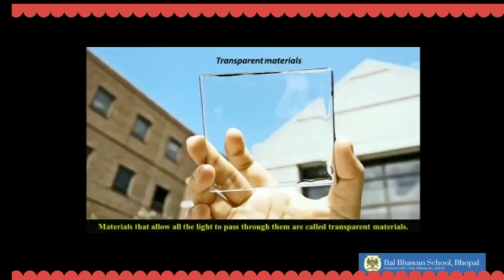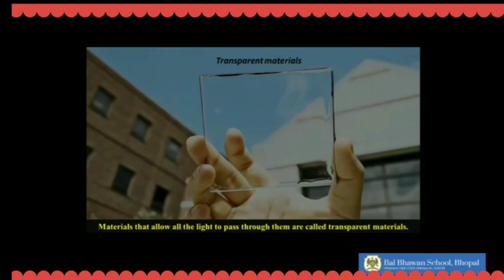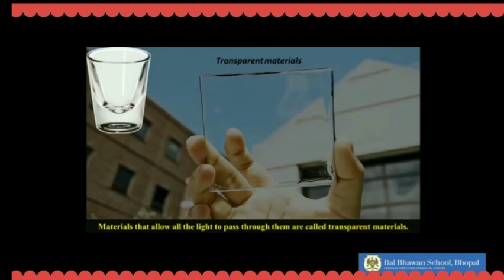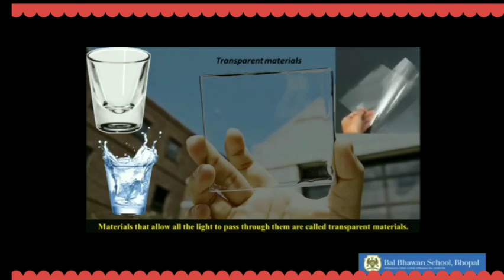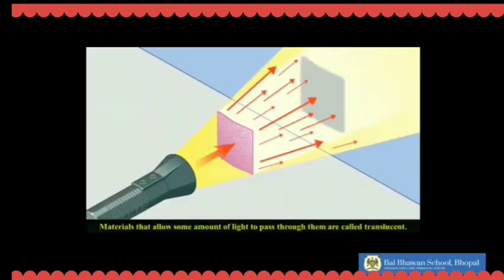Now first is transparent materials. Materials that allow all the light to pass through them are called transparent materials. Now children, can you guess the examples of transparent materials? Yes, the clear glass is an example of transparent material. Then clean water is also an example of transparent material. Some kinds of plastic, like plastic films, are also transparent.